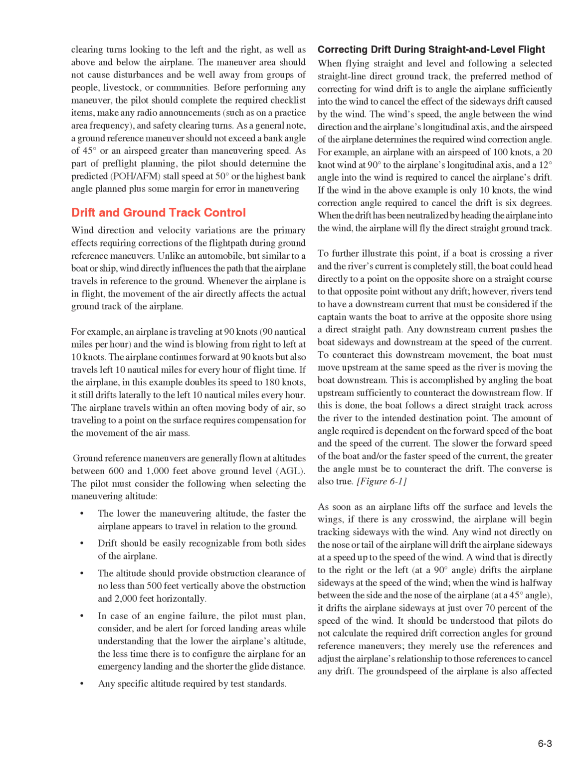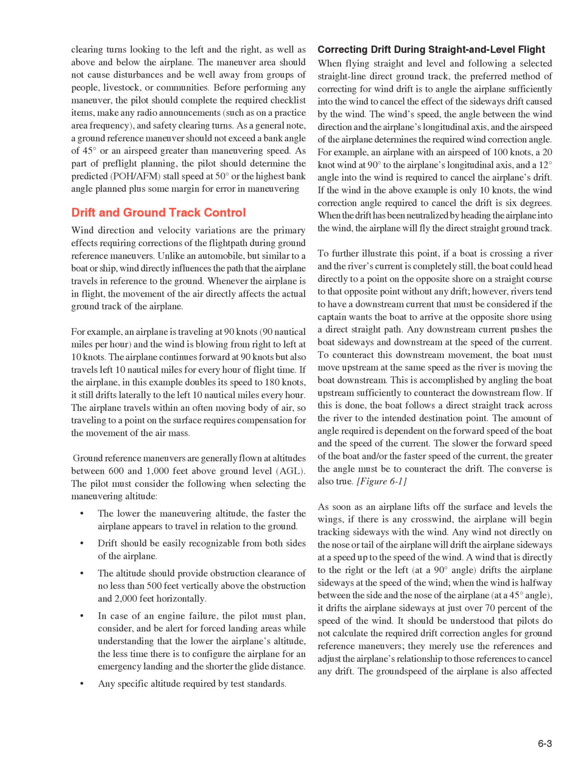Any downstream current pushes the boat sideways and downstream at the speed of the current. To counteract this downstream movement, the boat must move upstream at the same speed as the river is moving the boat downstream. This is accomplished by angling the boat upstream sufficiently to counteract the downstream flow. If this is done, the boat follows a direct straight track across the river to the intended destination point.